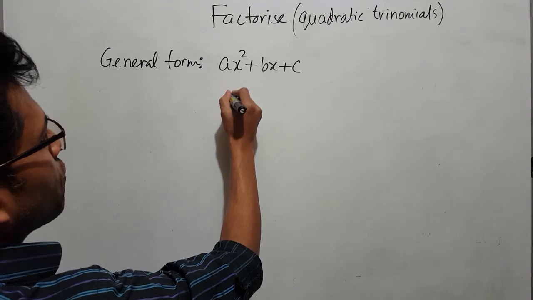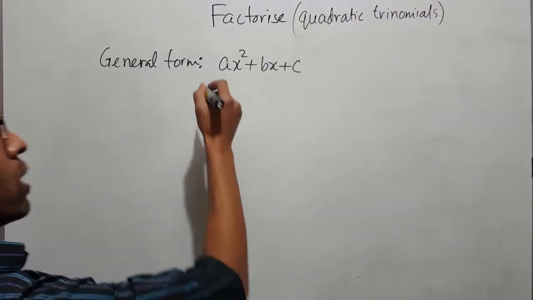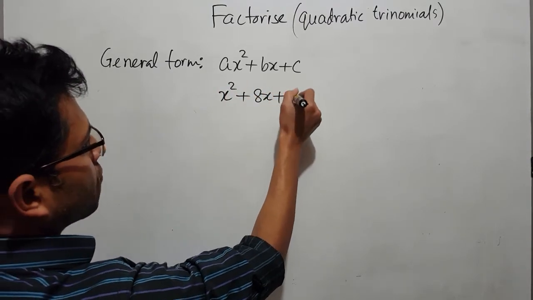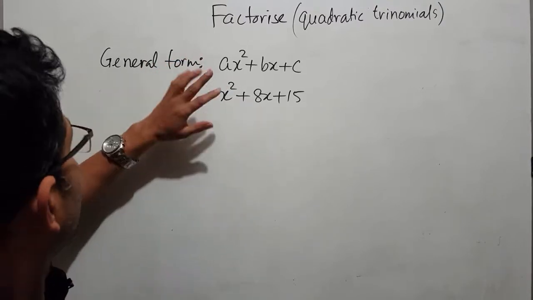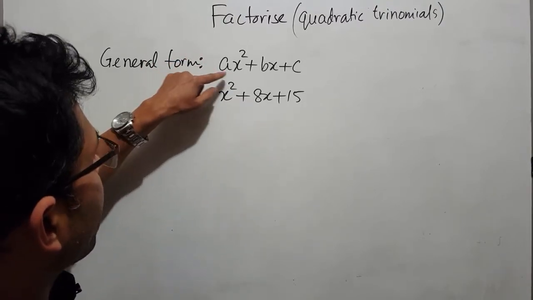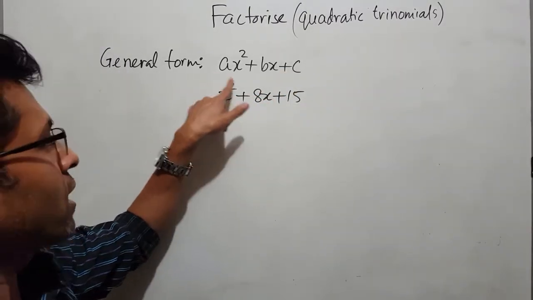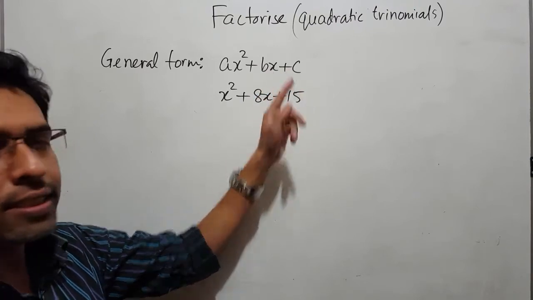I can take an example like x squared plus 8x plus 15. It looks the same as ax squared plus bx plus c. We have a, the coefficient of x squared, b, the coefficient of x, and c, the constant.